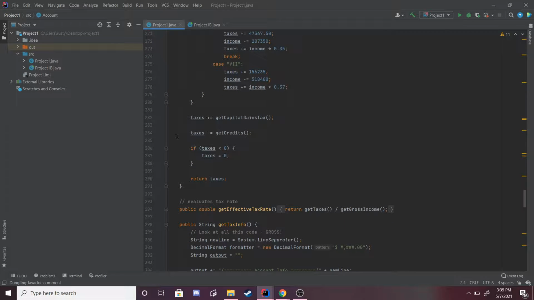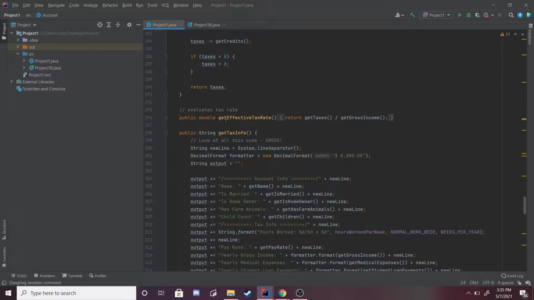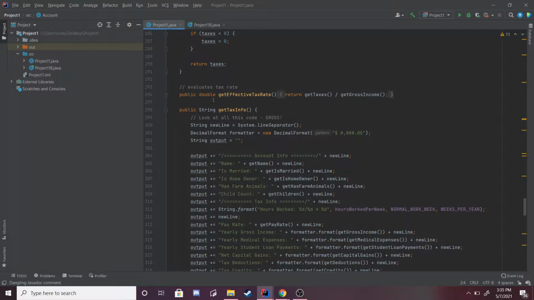Then taxes plus equals the capital gains, taxes minus equals the credits. If the taxes are less than 0, then the taxes equal 0, and this getter returns taxes. This getter for the effective tax rate evaluates the tax rate. So it returns taxes divided by gross income.